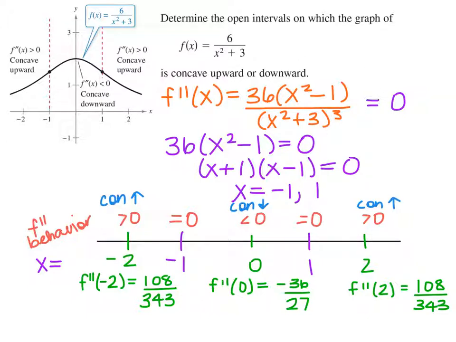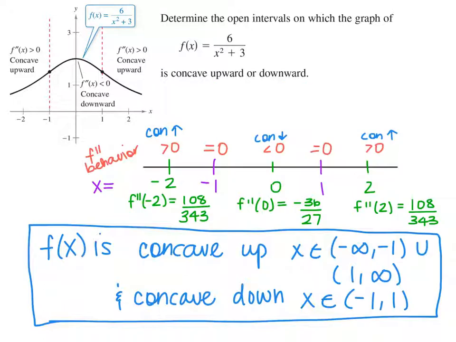I found my output less than x equals negative 1 to be positive, so that means the original function is going to be concave up in this interval. In between negative 1 and 1, I found the second derivative at 0 to be negative, so my original function is concave down between -1 and 1 on the x-axis. Greater than 1, I found my second derivative output to be positive, so it's concave up from 1 to infinity.